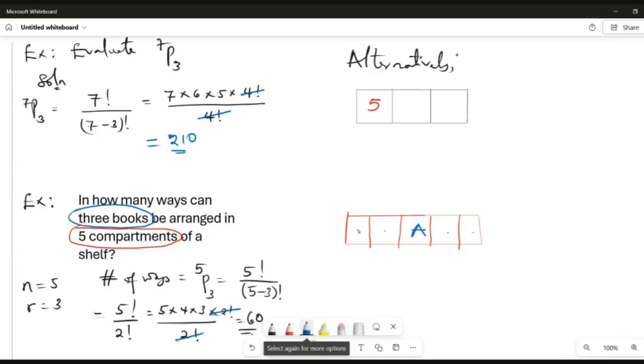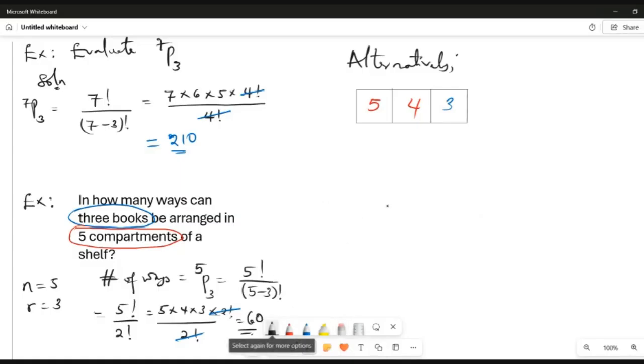The second book can occupy any of the other 4 positions. That's 4 ways. And the third book, let's say the second book, we now place it here, book B. Then the third book can occupy any of the remaining 3 positions. That's in 3 ways. Remember that I said if an operation can be performed in P ways and another one can be performed in Q ways, then both of them can be performed in P times Q ways.